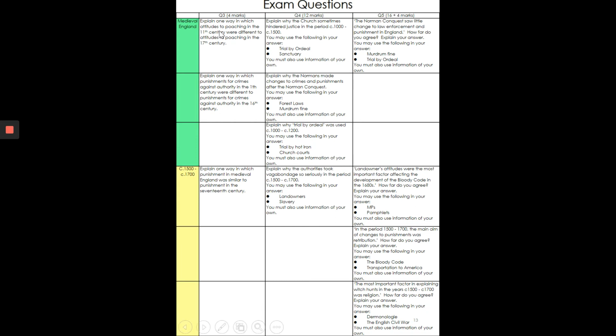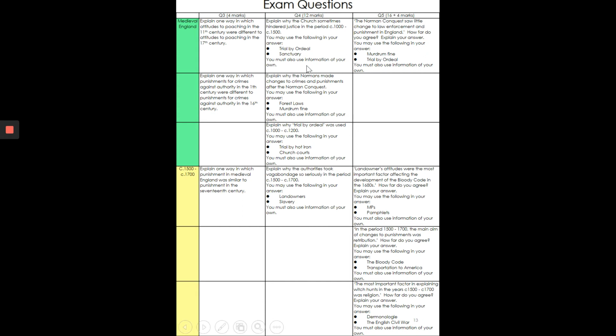So if you look at just the first one here, then one way in which attitudes to poaching in the 11th century were different to attitudes to poaching in the 17th century. So you need to tell me what were the attitudes to poaching in the 11th century, and then how are they different to attitudes in the 17th century. Remember, you simply need to show difference and give evidence from each of the time periods, or an example from each of the time periods, to get those 4 marks. It doesn't have to be a massive answer.